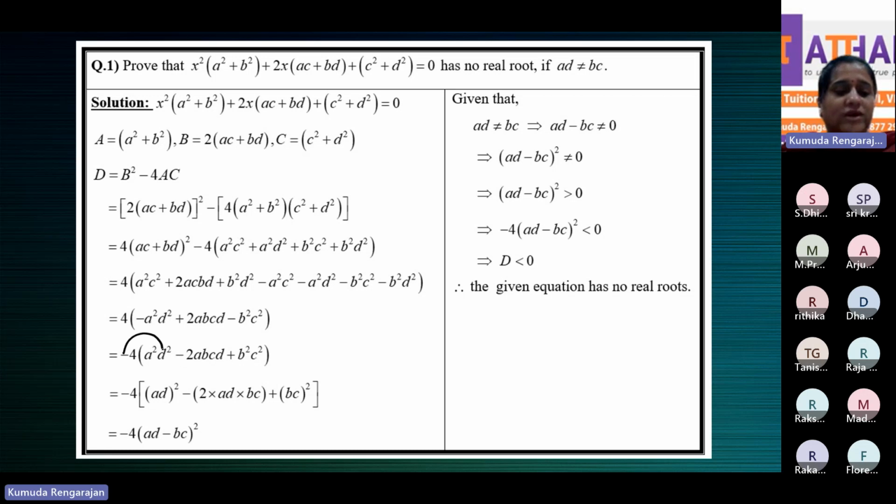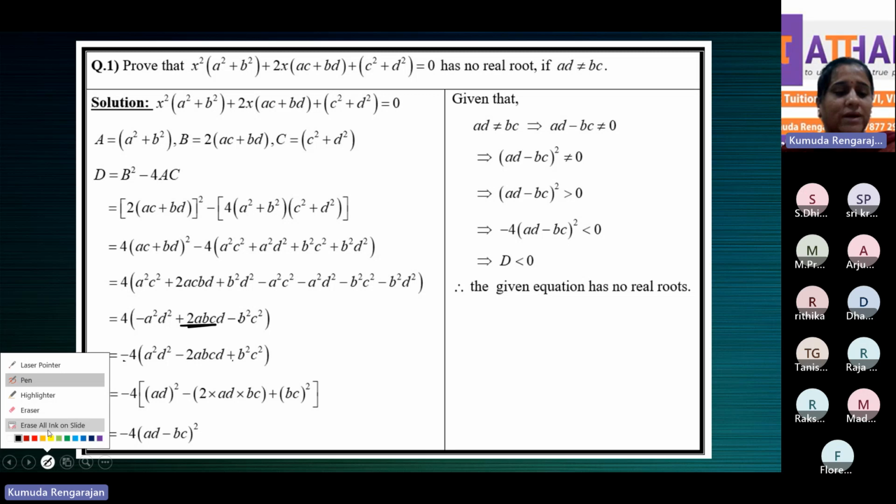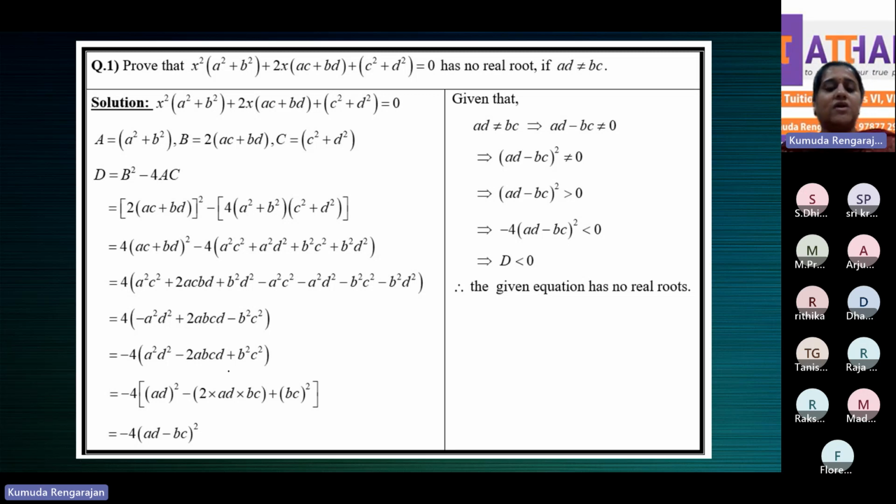Minus 4 into A square D square. Minus into minus is plus. You can see this plus. And minus into plus is minus. You understand, now when you take out a minus common, you'll have to change the signs for all the terms inside the bracket. This negative term will become positive, positive will become negative, negative will become positive, because you've taken out a minus sign.